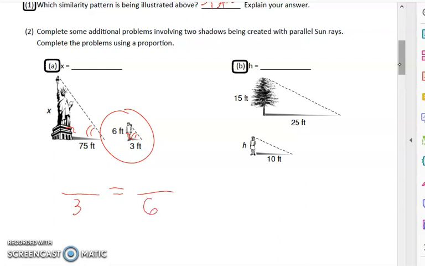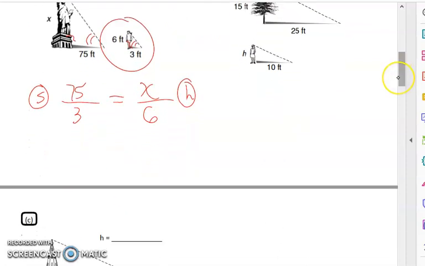The 6 being a height, so I'll put an H here, and the 3 being shadow, I'll put an S here for shadows. And I'm going to set the ratios up so that I'm comparing the shadows and the heights, and the shadows and heights, those two scale factors should be the same number. So the shadow on the Statue of Liberty is 75. The height of the Statue of Liberty is unknown to us. This is the problem that we're actually solving here.